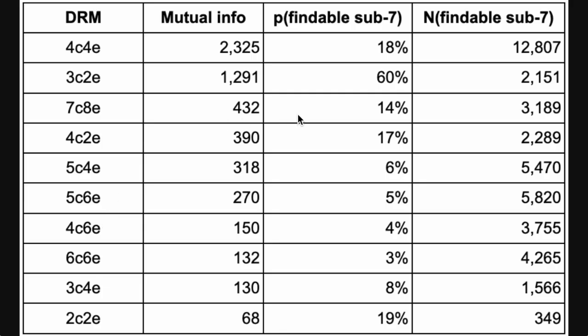So in this case, if you just use the DRMs as your subset, none of these are... It's still too coarse. None of these are things you would NISS, except maybe this 3C2E. 60% is worth NISSing, regardless. But you wouldn't want to NISS every 4C4E with only an 18% chance of finding a sub-7 solution. So the state of the art for subsetting these DRMs is arm pair counts.